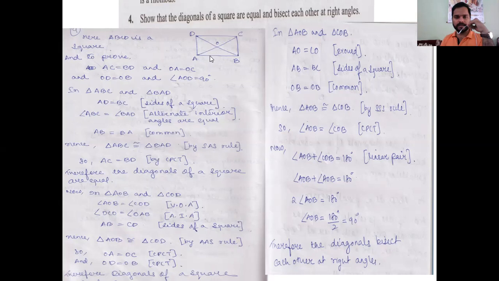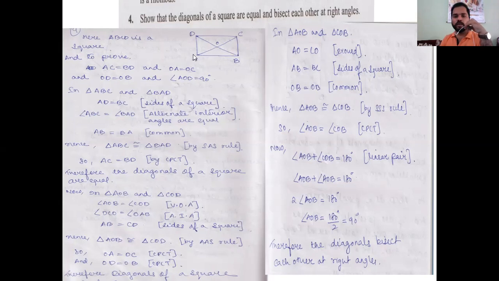Okay, sorry. Then AB is equal to BA. Why? Common. So by this I can say triangle ABC is congruent to BAD, that is by side angle side rule. So AC is equal to BD, I got from this. Now I have just proved that diagonals are equal. Then I have to show that the diagonals bisect each other.